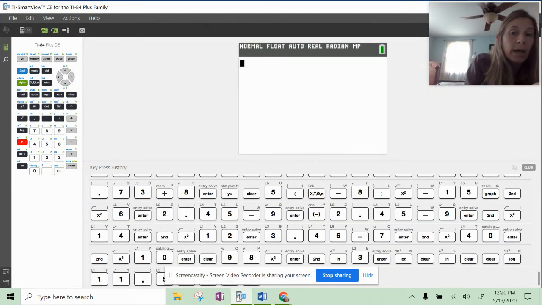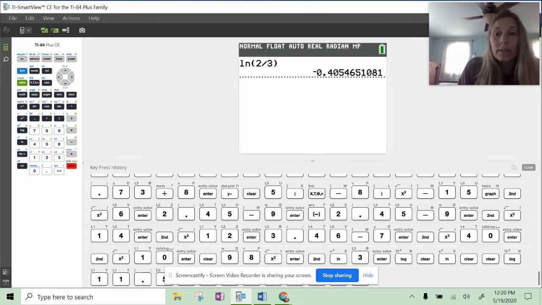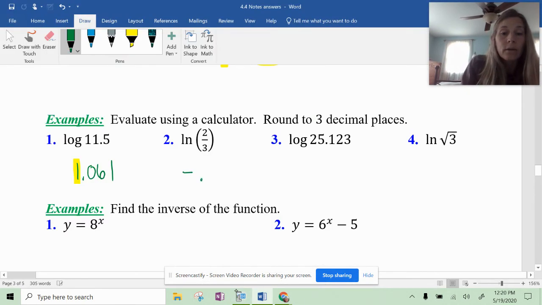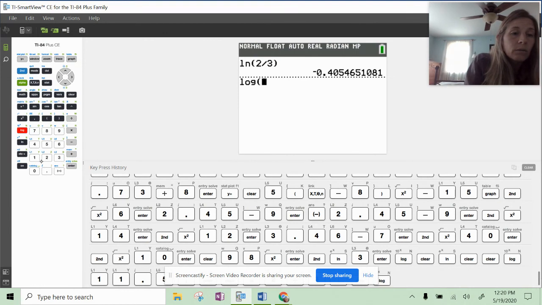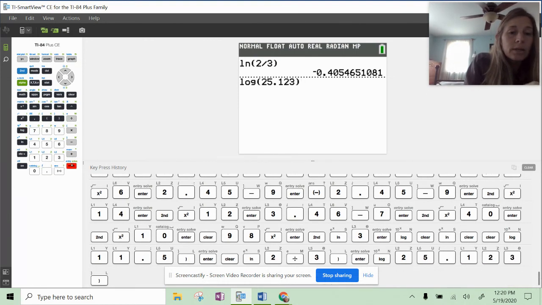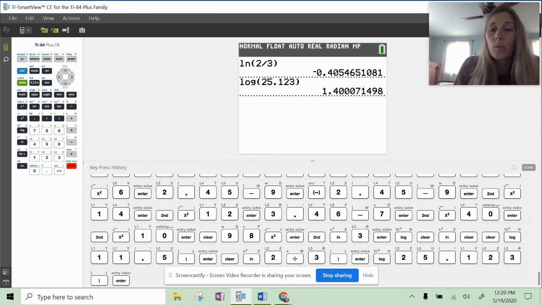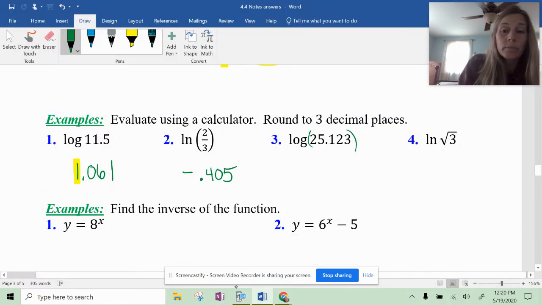Now, if I want to do the next one, ln of 2/3, I'm going to go to the ln. Then in here, I'm going to do 2 divided by 3 equals, and to 3 places, it's negative 0.405. Then the next one, we have log of 25.123. So log of 25.123, then we close that parenthesis. 3 places there would be 1.400.